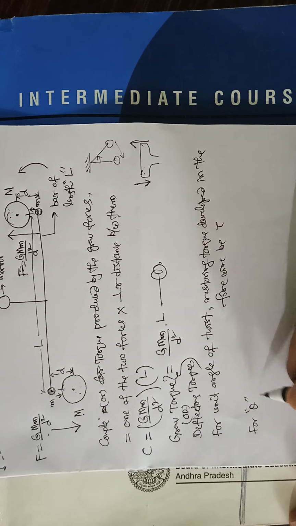There is a short answer question. Derive the relation between G, the small g, which means acceleration due to gravity at the surface of a planet, and the gravitational constant.